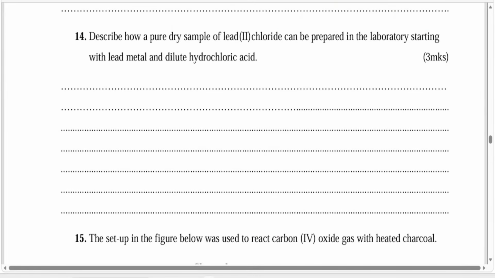Question 14. Describe how a pure dry sample of lead 2 chloride can be prepared in the laboratory, starting with lead metal and dilute hydrochloric acid. So we are preparing an insoluble salt, lead 2 chloride. Lead 2 chloride is one of the chlorides that is insoluble. So how do we prepare this insoluble salt? By starting with lead metal. So this is how we prepare this particular insoluble salt.